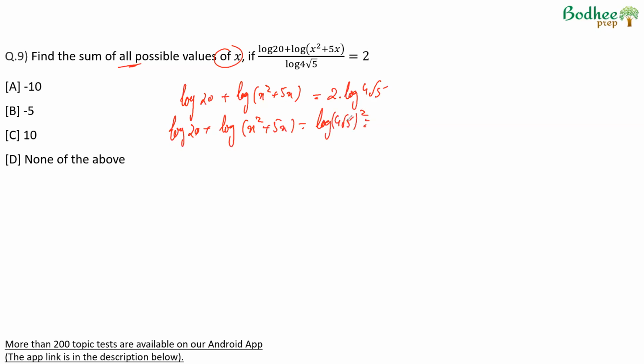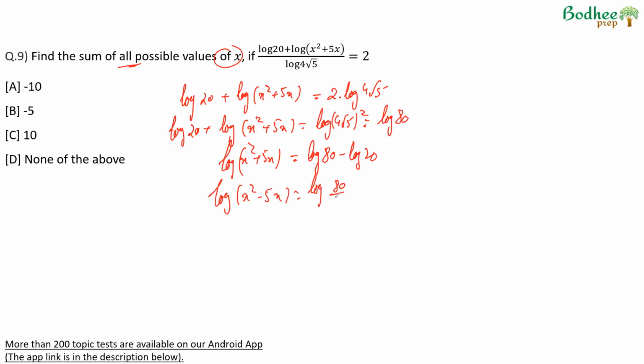So the square of 4 root 5 will be 16 into 5, which is 80, log of 80. And therefore log of x square plus 5x can further be written as log of 80 minus log of 20, bringing log of 20 to the right hand side. Log of a minus log of b is equal to log of a by b. So this becomes log of 4.